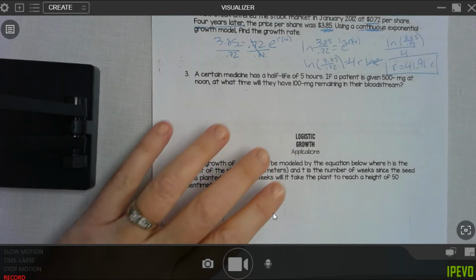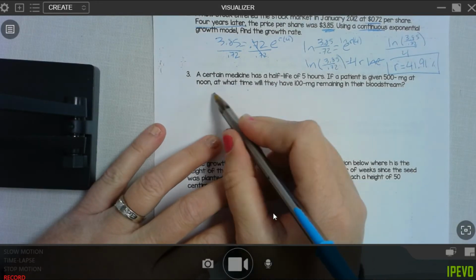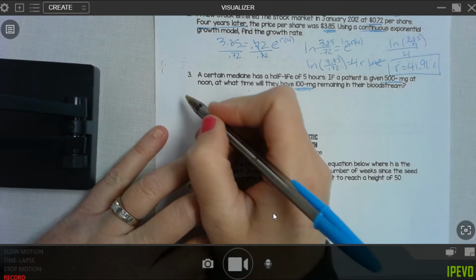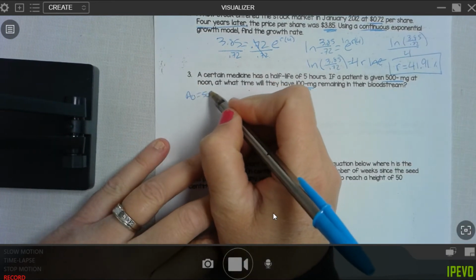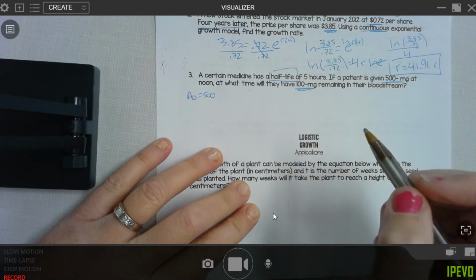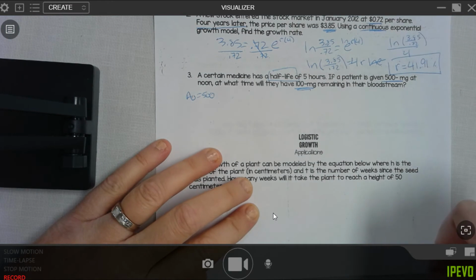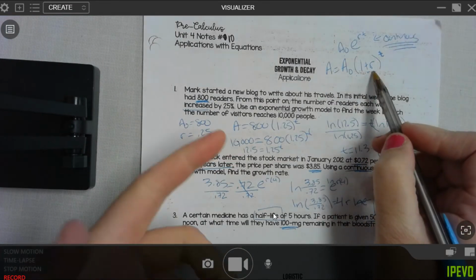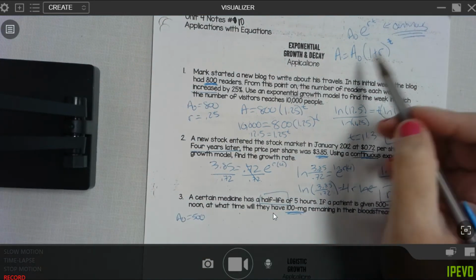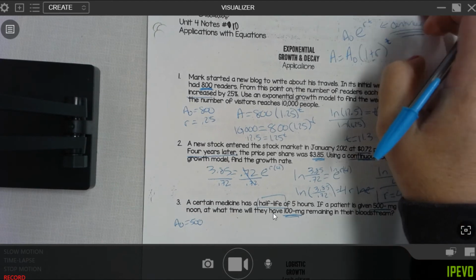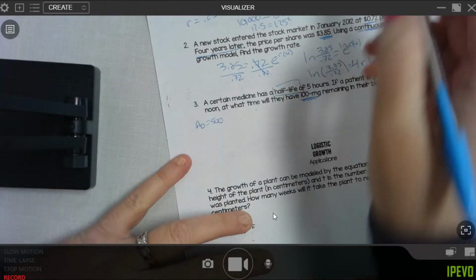All right, and so it tells you, at what time would you have 100 milligrams remaining. So 500 is your initial. And this time I'm saying half-life. So what that tells me is that my rate is a half, or you could say it's a 1 minus a half. So you end up with a half in the equation right here. So half-life always ends up being 1/2 in the exponent, or as that parenthesis.